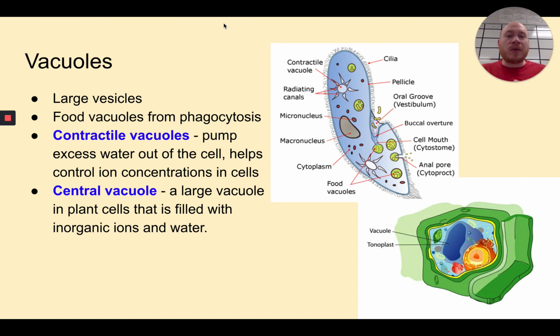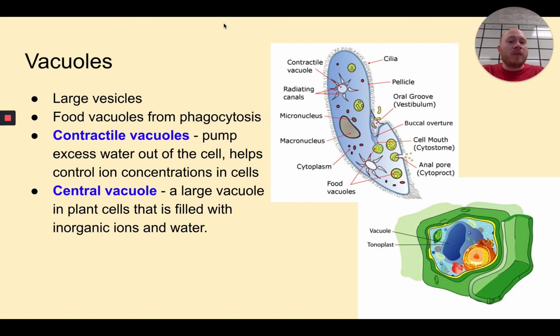Their job is to pump excess water out of the cell, and they help control ion concentrations in cells. If you're a cell and you live in a freshwater environment, and you have a lot of nutrients and particulates inside of you, we call them solutes, the water is going to want to go into your body to spread that stuff out via diffusion and osmosis. That would be bad for a cell. It would explode. So we don't want that.